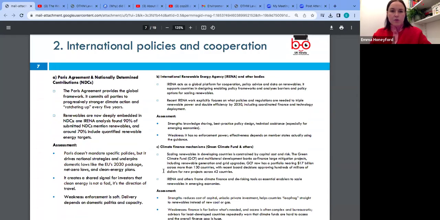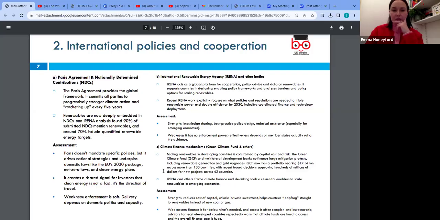So, okay, now we're going to move on to international policies and cooperation. So the Paris Agreement and nationally determined contributions, the NDCs. The Paris Agreement provides the global framework. So all countries are working to the Paris Agreement, and it commits all parties to progressively put climate action plans in place every 5 years. So they are required. Renewables are now deeply embedded in NDCs, and one IRENA analysis found that 90% of submitted NDCs mention renewables, and around 70% of those plans included quantified renewable energy targets, so that is positive.